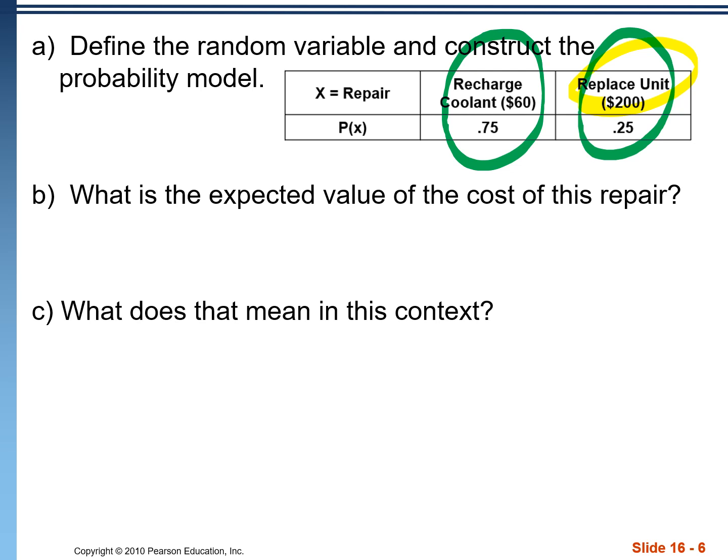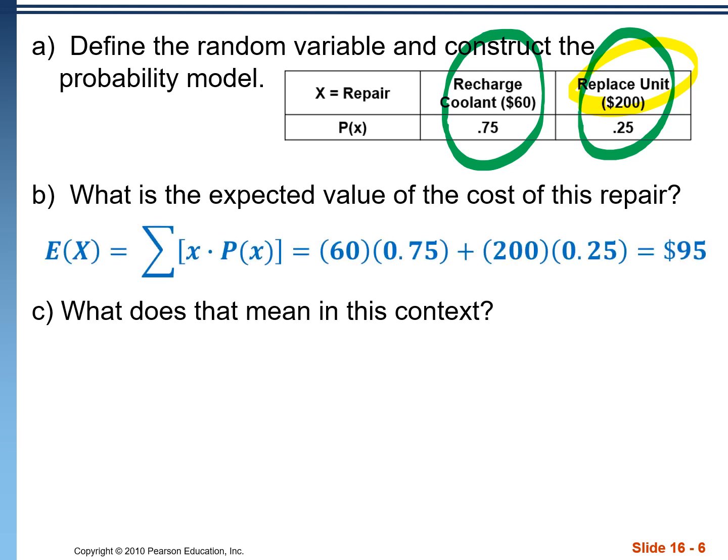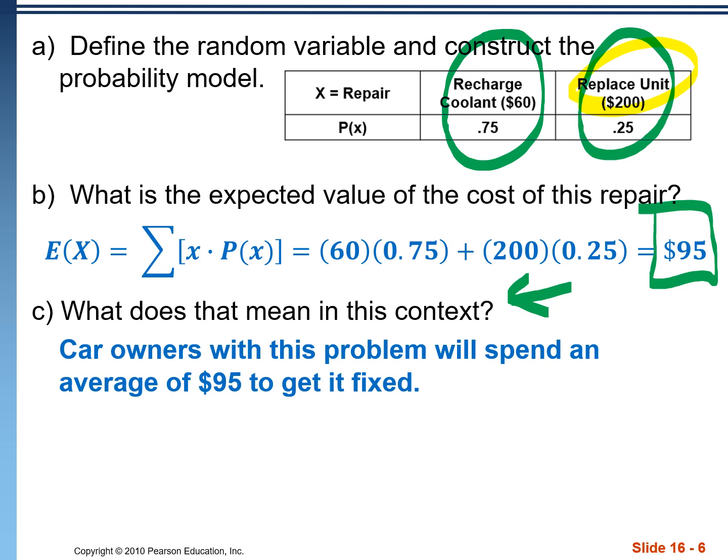Those all get added together. So we have 60 times 0.75 plus 200 times 0.25, and the expected value, or the mean repair cost, is $95. As for what this means in this context, it means that car owners with this problem will spend an average of $95 to get it fixed.